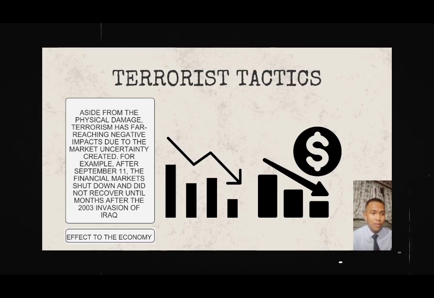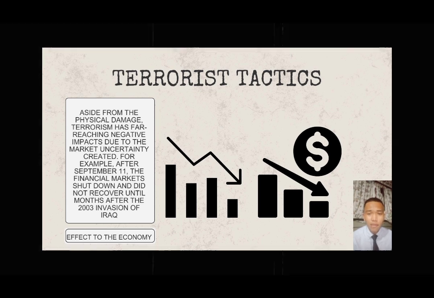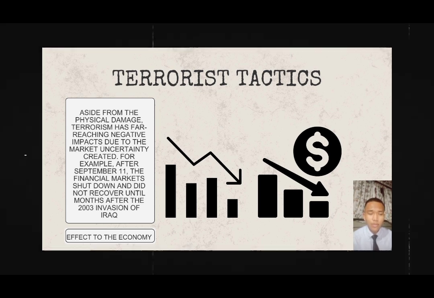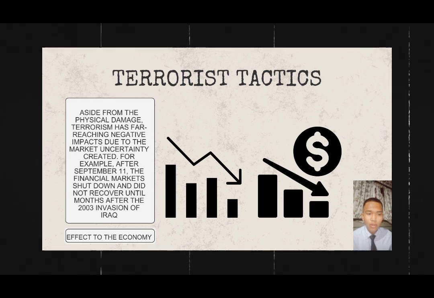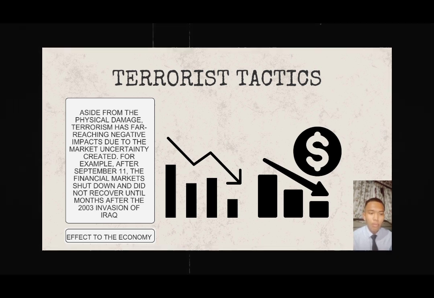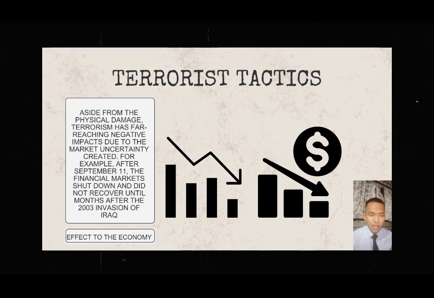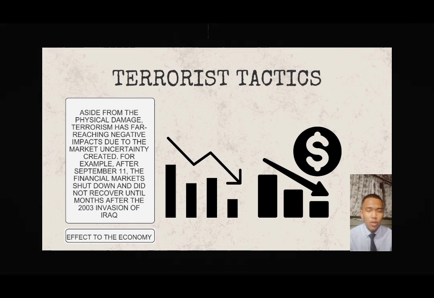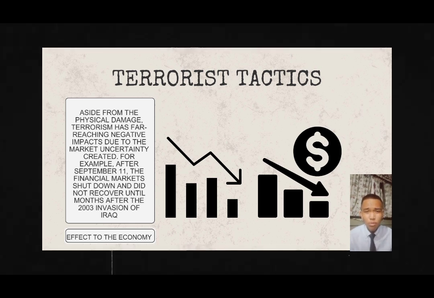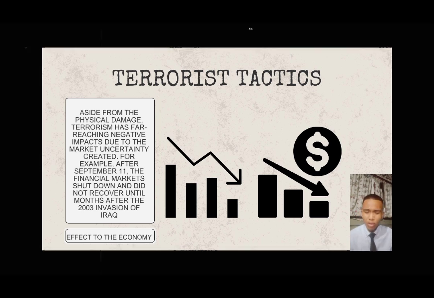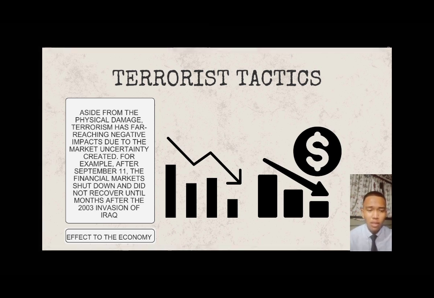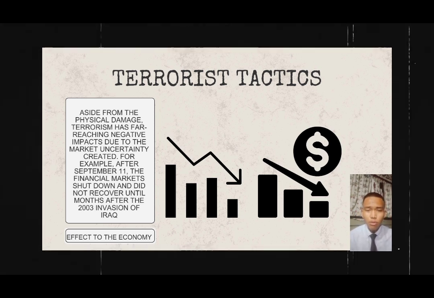So another thing that is affected by the terrorist attacks is what we call the economy. Aside from the physical damage, terrorism has far-reaching negative impacts due to the market uncertainty created. An effect of terrorism on the economy is the loss of livelihood. Individuals may lose their jobs or business due to attacks on their workplaces or the economic instability that follows terrorism.